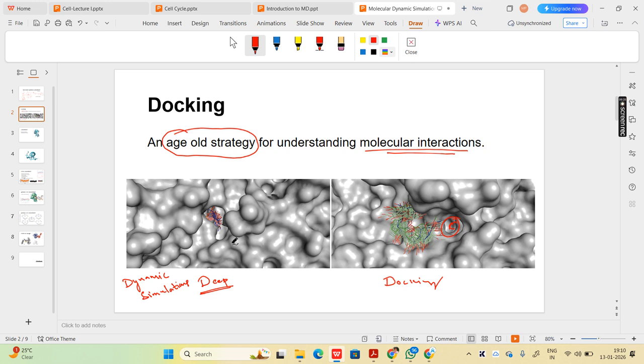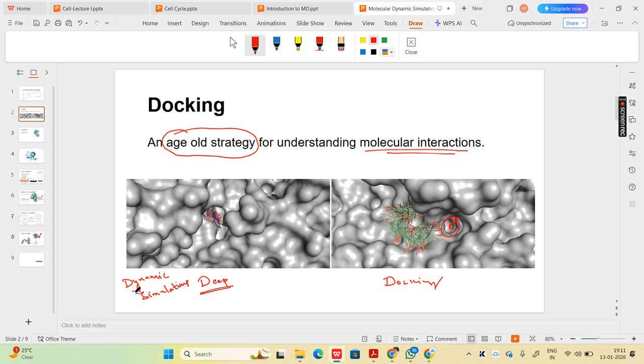Okay, that is the reason the ligand is going inside the protein. Is it clear? In this case, the protein structure is not going to change. The protein stays as it is, or even if it has some changes, the changes will be very minimal.